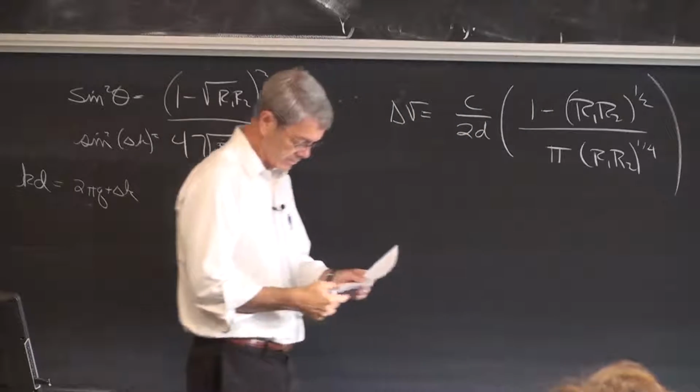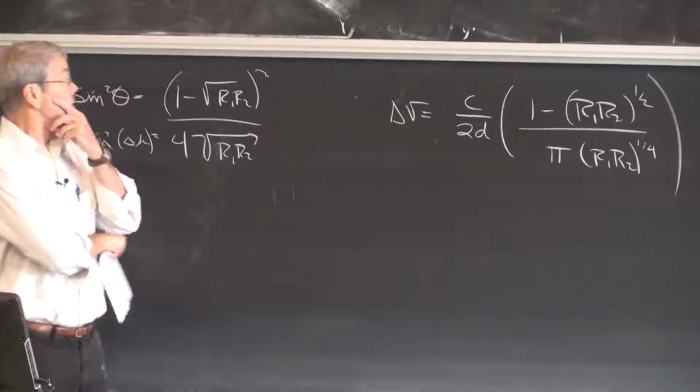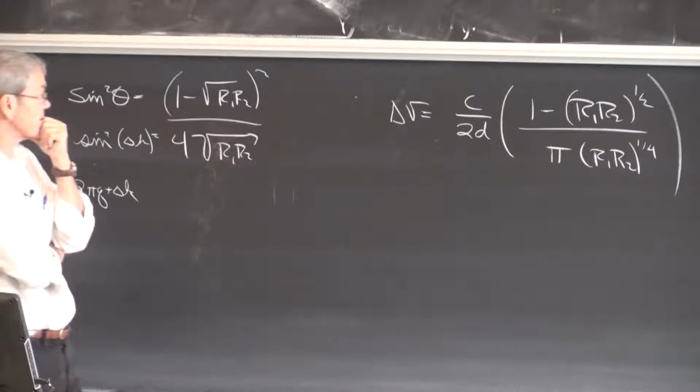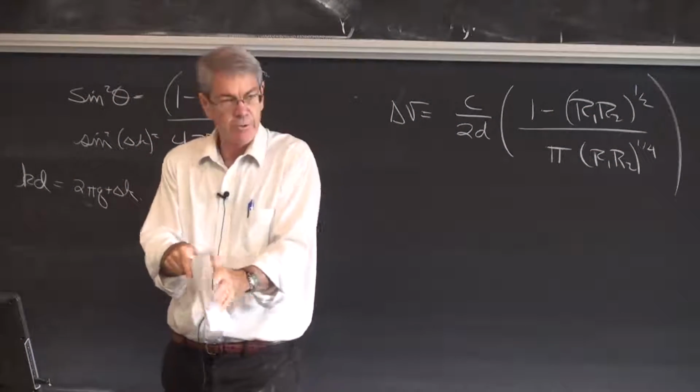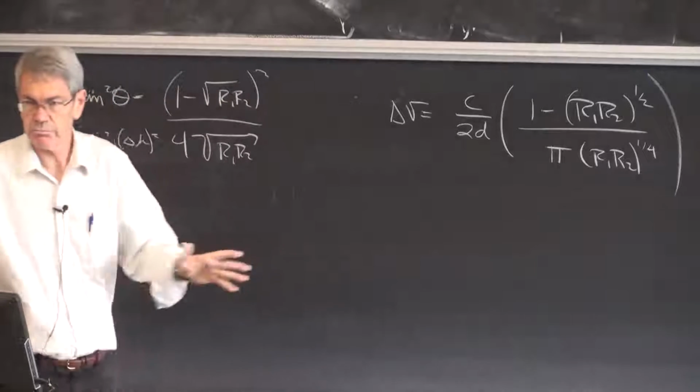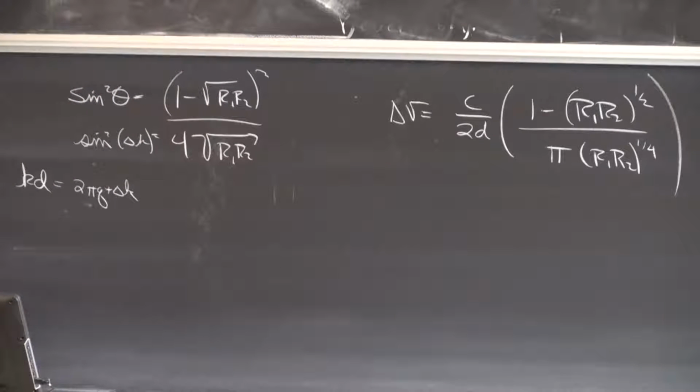Okay, there's our half width. Just kind of a strange formula, but you have it. So you can see by adjusting the reflectivities, I can make this thing sharper and sharper or broader and broader as I wish. So now we go to our third Q.